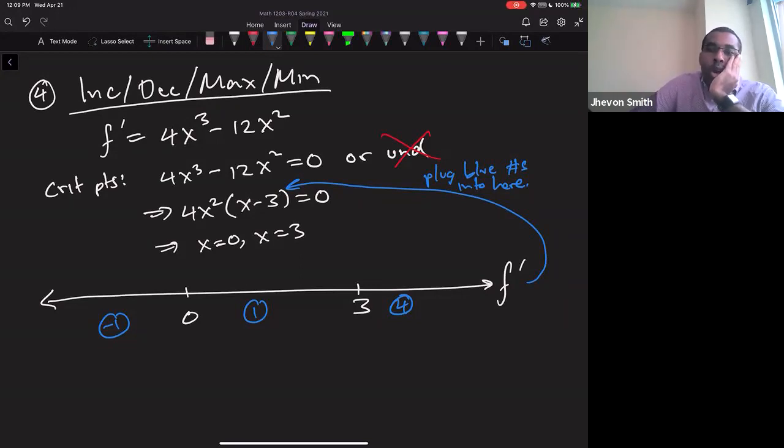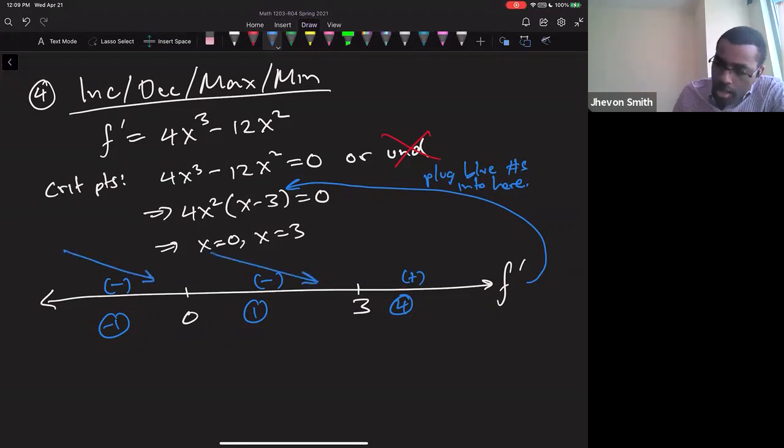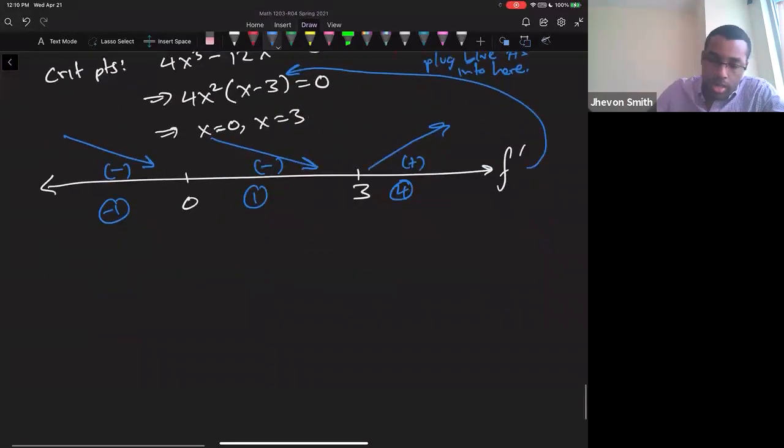If I plug in minus 1 into x minus 3, I get a negative number. So over here, it's negative. If I plug in a positive 1 into x minus 3, I get a negative number still. So that's negative. If I plug in a 4 into that, I get a positive number. So that's positive. So here I am decreasing, decreasing, increasing. Now, notice that 3, this has to be a maximum.